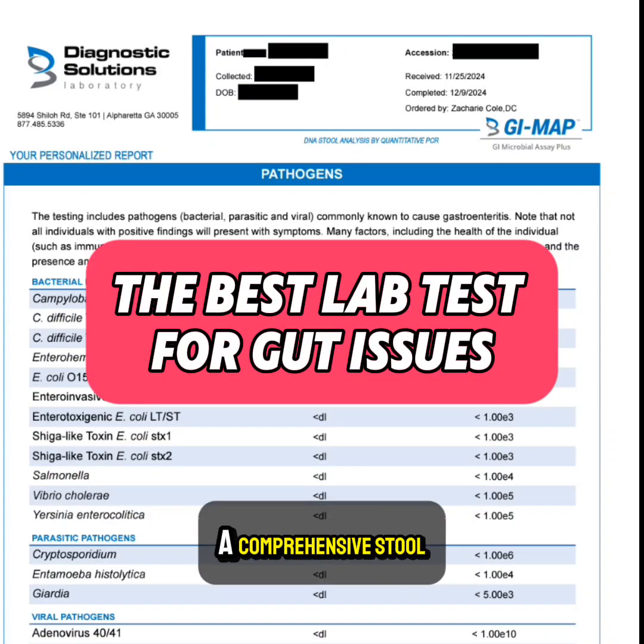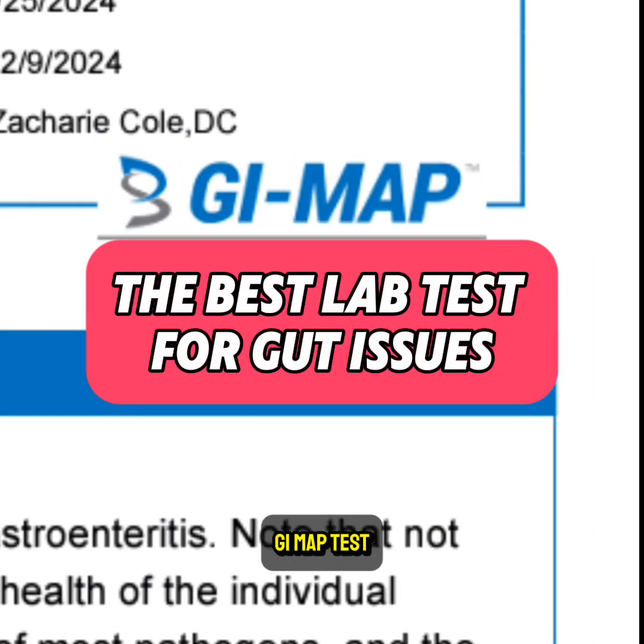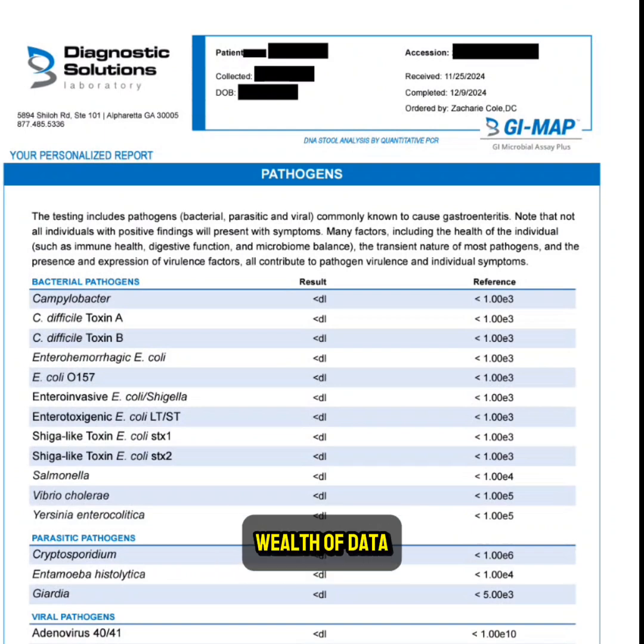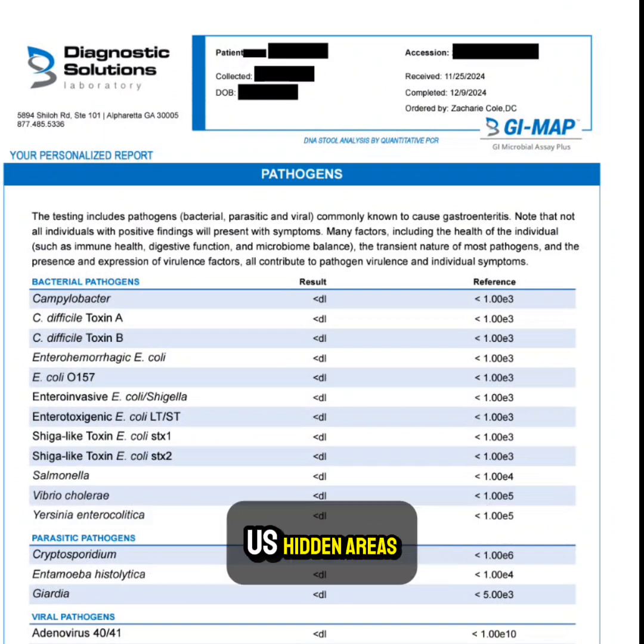Right, guys, so this is a comprehensive stool test called the GI MAP test. I run this for all new patients, and this test gives us a wealth of data that essentially shows us hidden areas of dysfunction. It shows us where the gut is breaking down, where it needs the most support. And as the practitioner, it really helps me to focus on doing the right things in the right order.